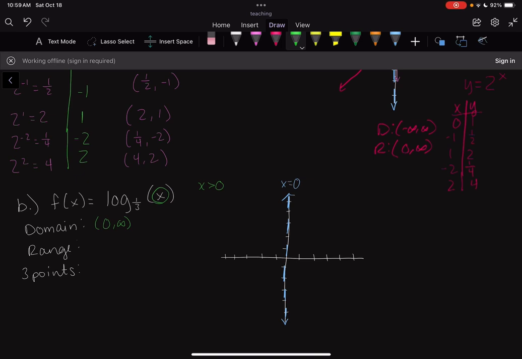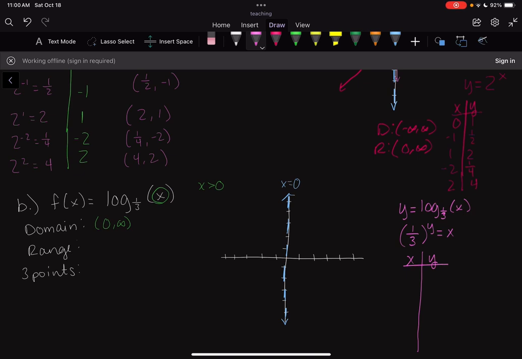Now, if you would like to just choose your x values here, you're welcome to. You just have to remember that you can only pick powers of 1 over 3, or 3 in this case. My personal preference is to move to an exponential, so that's what I'm going to do. So I have y equals log base 1 over 3 of x. As an exponential, this is 1 over 3 to the power of y equals x. And now I can plug in whatever y values I want.